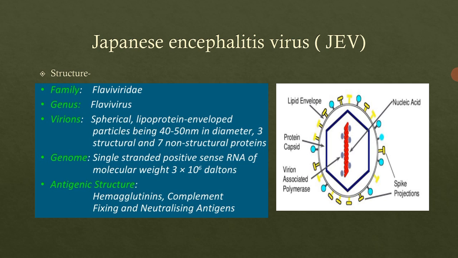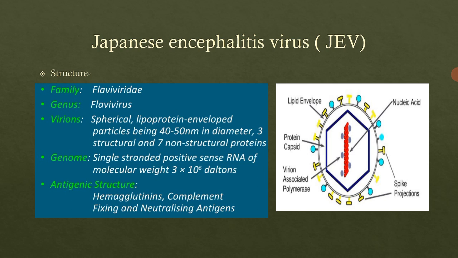The genome contains single stranded positive sense RNA. The molecular weight of this RNA is 3 x 10^6 Daltons. You can see in this picture that the genome of the virus is single stranded positive sense RNA. The viral structure is spherical, and it is an enveloped virus. Important property: it is an enveloped virus.